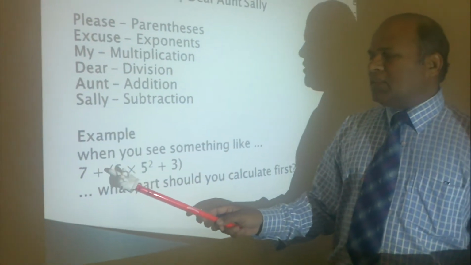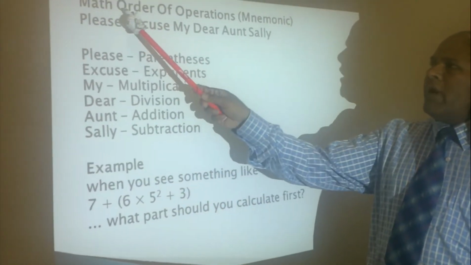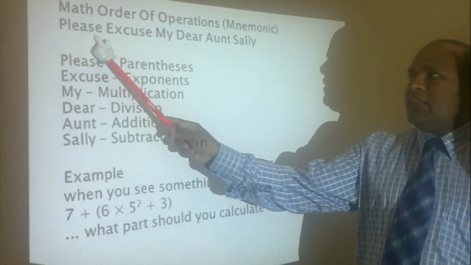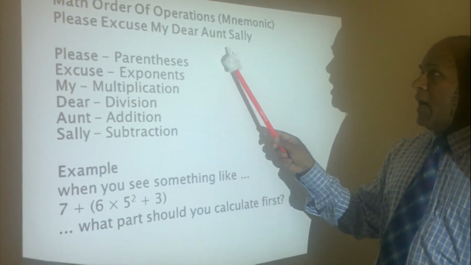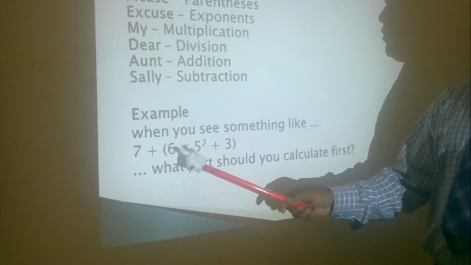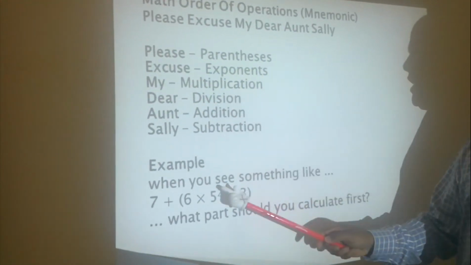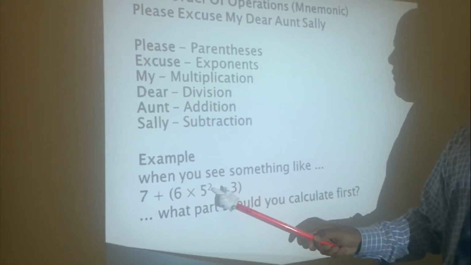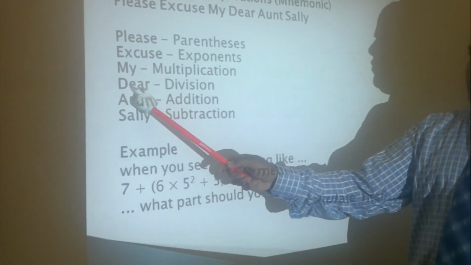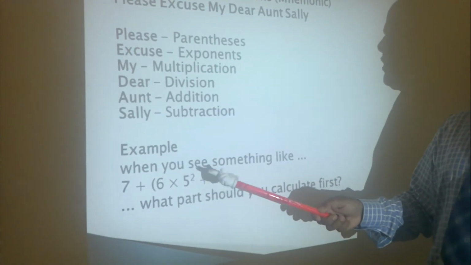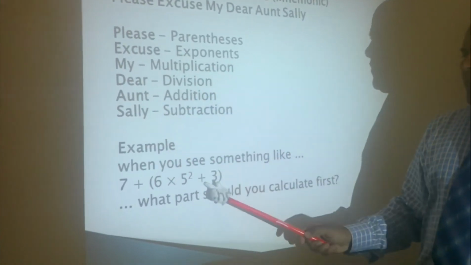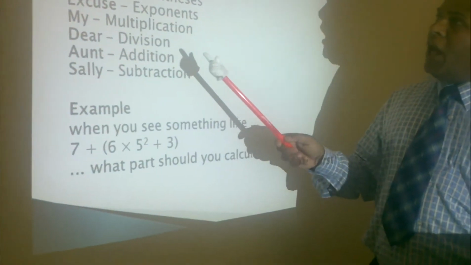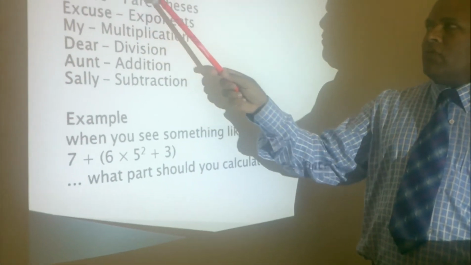If we consider this algebraic equation and apply the order of operations according to the mnemonic, we use the sentence: please excuse my dear Aunt Sally. It means first of all we remove the brackets, and number 2 we use the exponent, 5 raised to power 2, and then we use multiplication, 6 times 5 raised to power 2, which is 25. Second last we use division. There is no division inside, so ignore it. The last one is addition, and then last is Sally. Sally means subtraction.